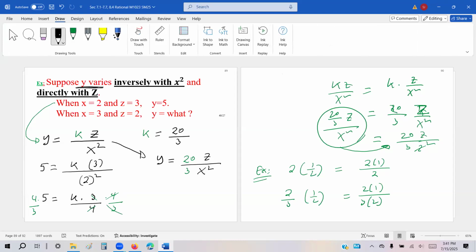Now the second piece of information is to find out the y if z is 2 and x is 3. So y is 20/3 times z, which is 2, over 3 squared, which is 9. We cannot cancel anything, so we simply multiply top by top, bottom by bottom. 40/27.